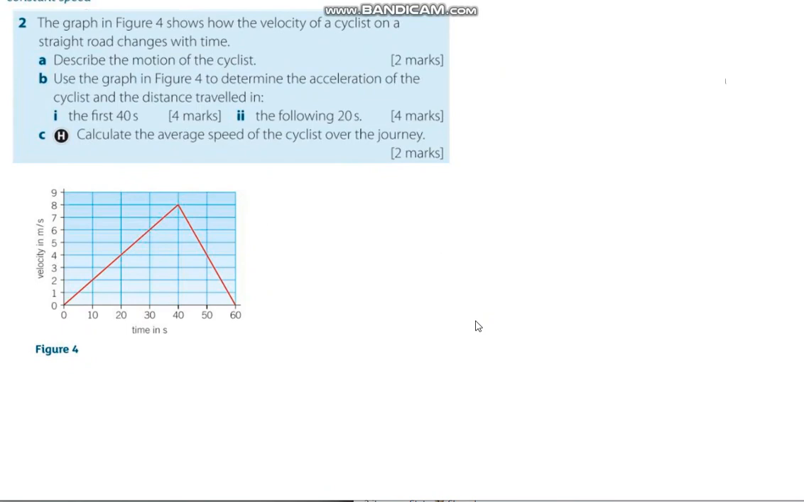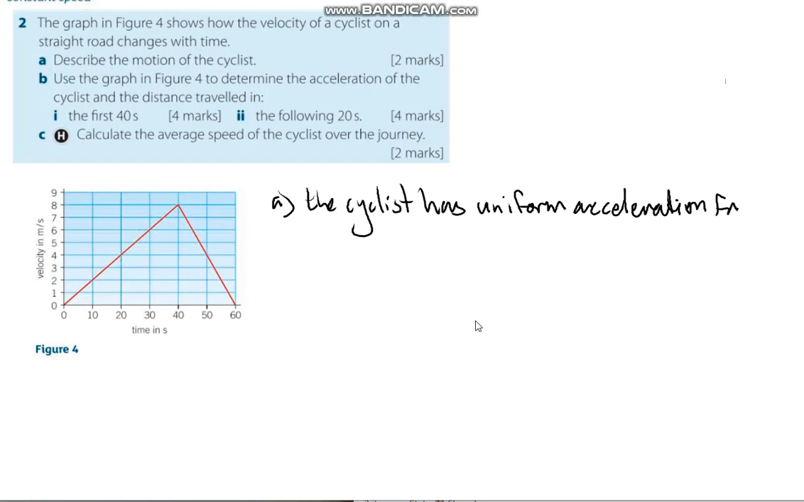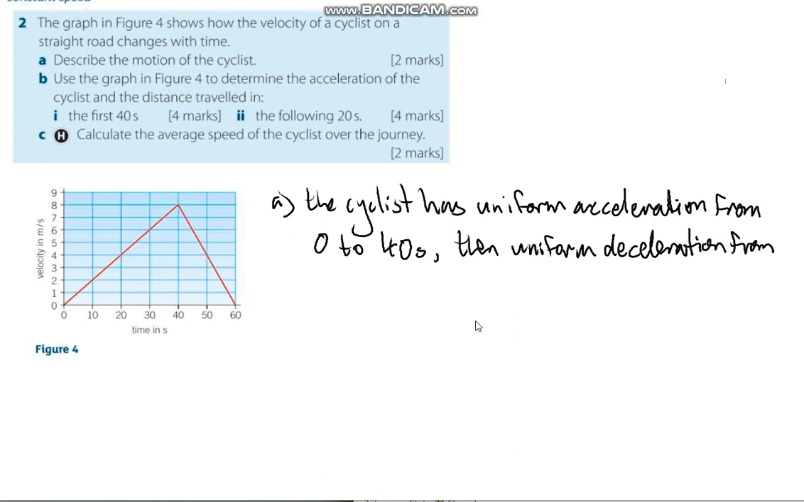So for A, describing the motion of the cyclist: the cyclist has uniform acceleration from 0 to 40 seconds, then uniform deceleration from 40 to 60 seconds.